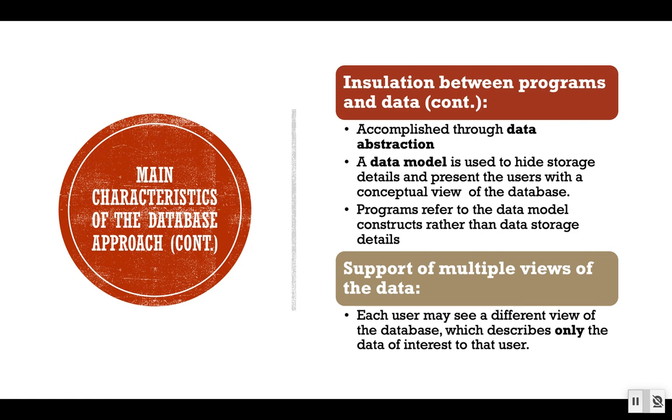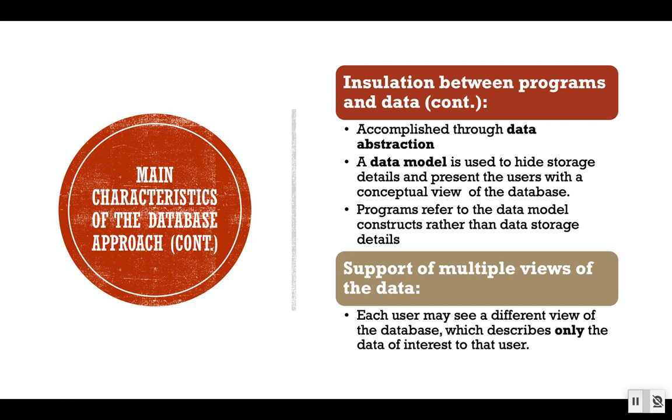The insulation between program and data is also known as data abstraction. Data abstraction means the data model will be used to hide the storage details and present the users with only the conceptual view of the database. The program refers to the data model constructs rather than the data storage details. How the data is originally stored will not be seen by the users. The original data model will be hidden from the users. This is known as data abstraction.